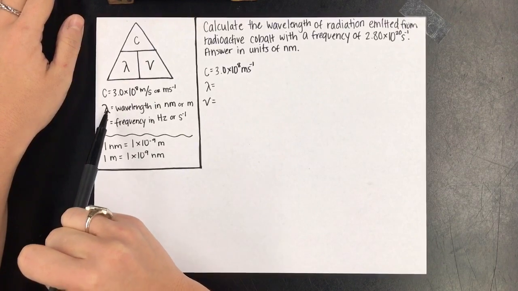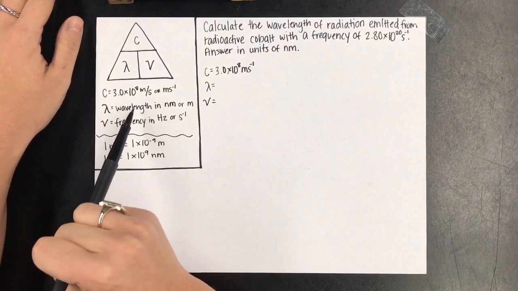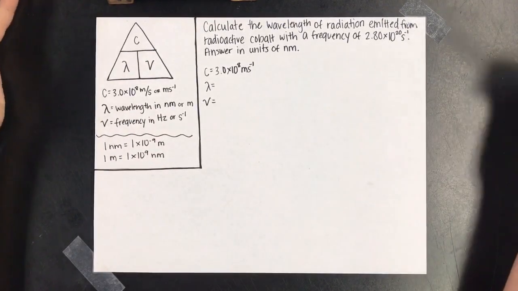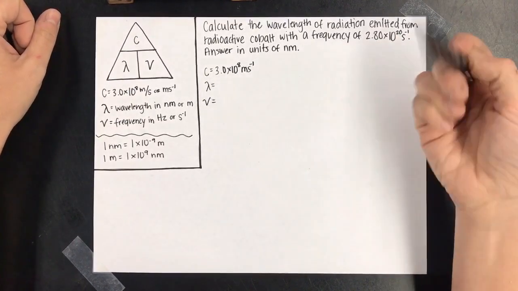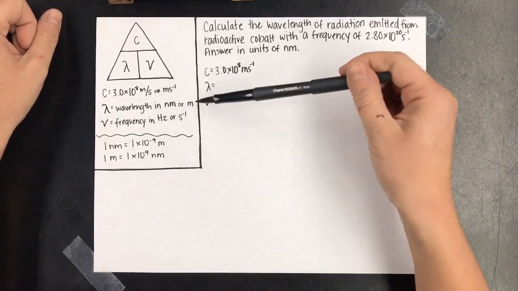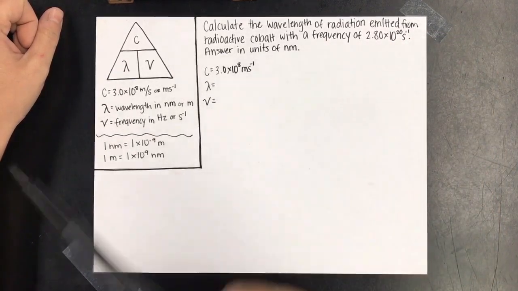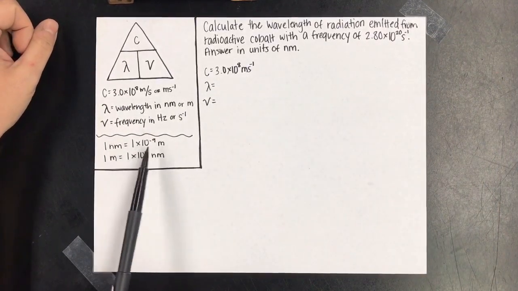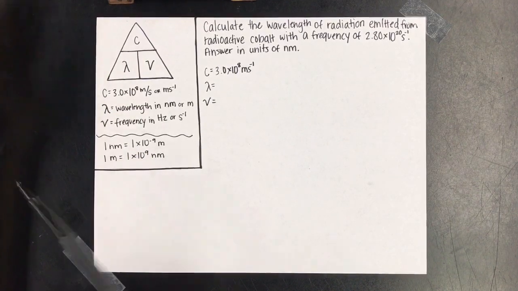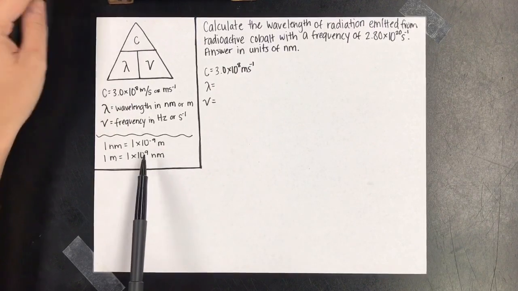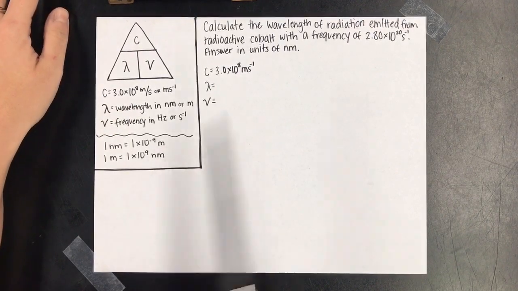Here we have the Greek letter lambda, which is representing wavelength. If you look at the spectrum, it's typically measured in nanometers, but you might also see it measured in meters. And again, that's just a metric conversion. If you have 1 nanometer, that's equivalent to 1 times 10 to the negative 9 meters. And then 1 meter, of course, is the opposite. It's equal to 1 times 10 to the 9 nanometers.